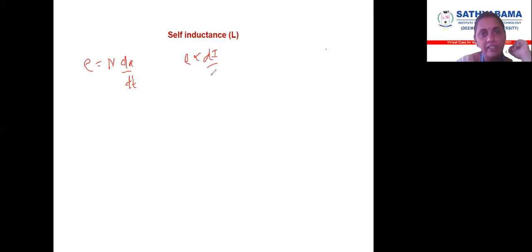Why we are writing this is, when there is a change in current, the EMF also changes. This is the rate of change of flux. E is proportional to di by dt. So to remove the proportionality, I will introduce a constant called self-inductance, such that I write E is equal to L into di by dt.